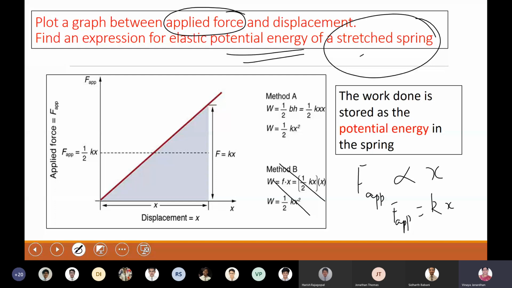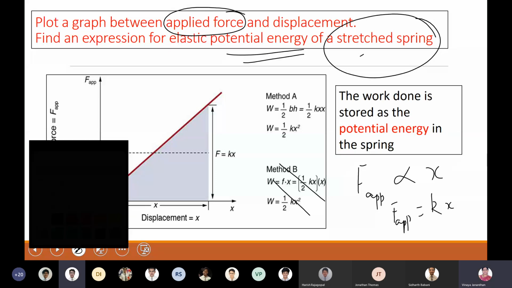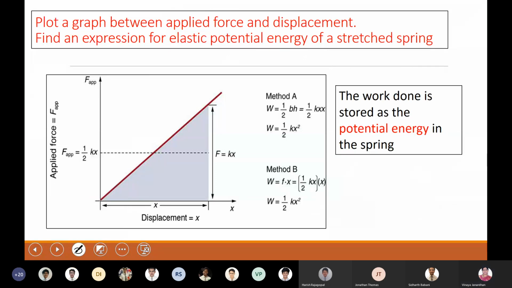So what will be the area under the graph? It's a triangle, half base into height. Ma'am, should we write this? Yes, you have to. But look at this graph. What is work done? Work done is equal to the area under the graph.